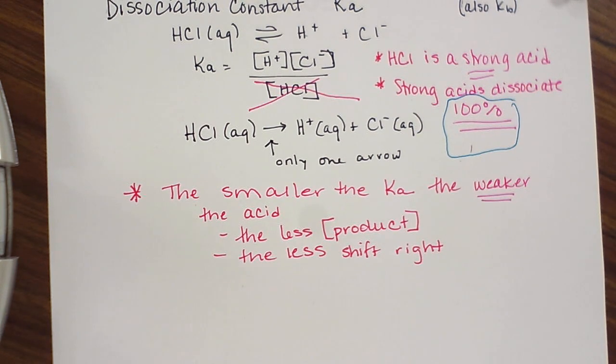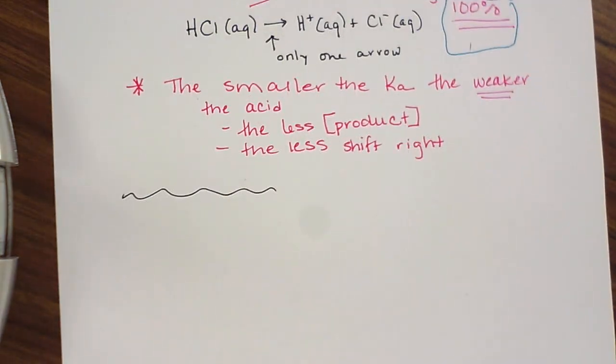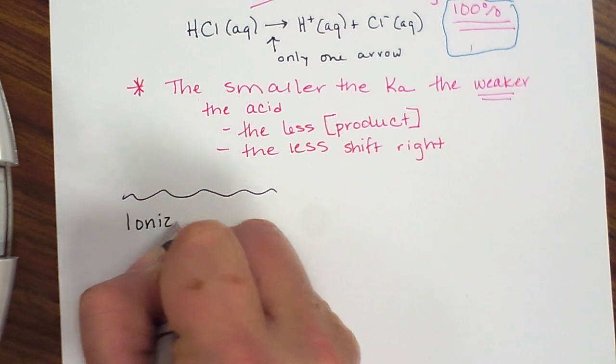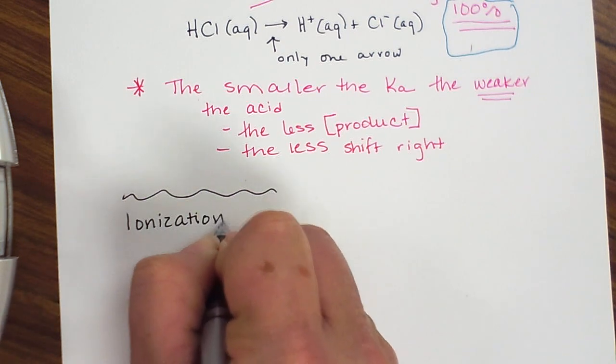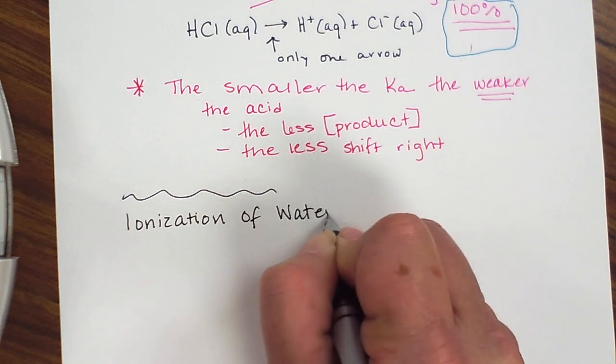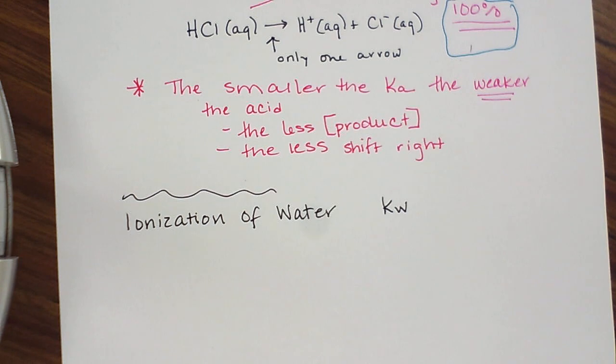So this chapter has a lot of information, but it all pulls together a bunch of things that we've learned so far. Okay, so now we're going to take a little break, and we're going to talk about the ionization of water. So we've done acids, right? And so this is Kw, the ionization of water.